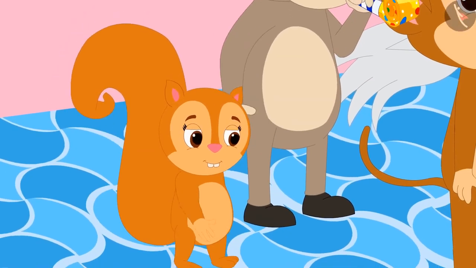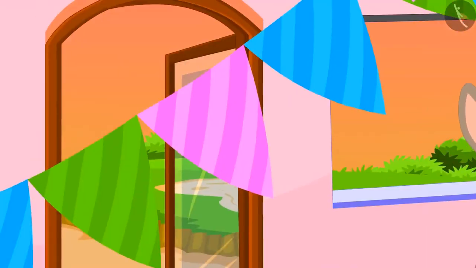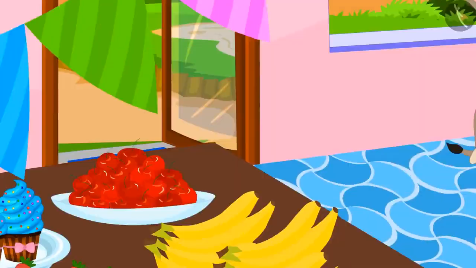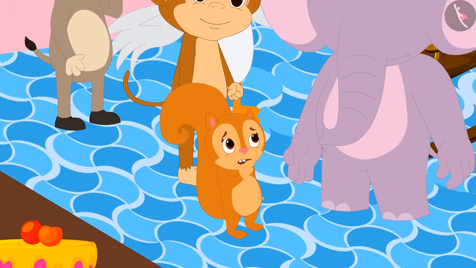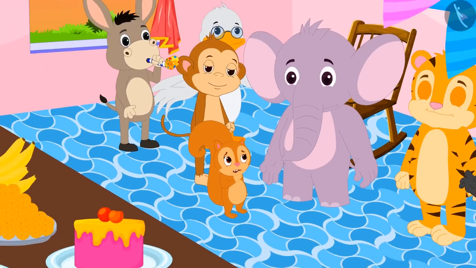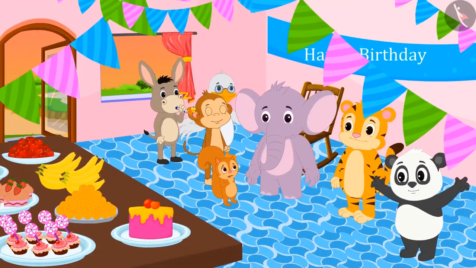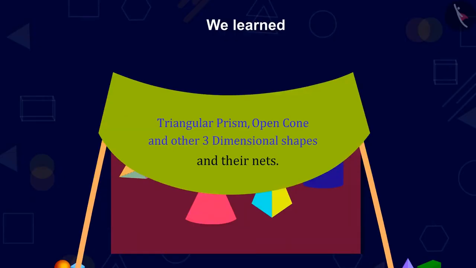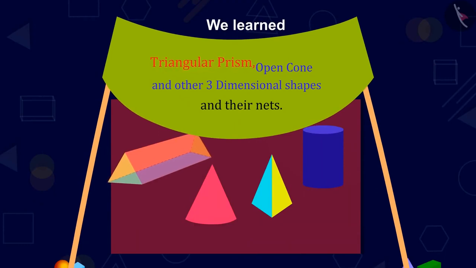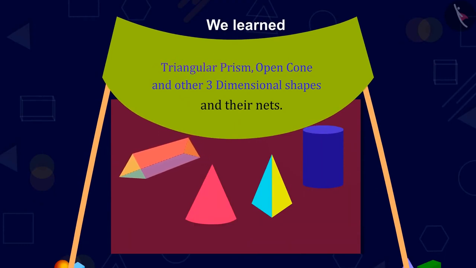Chanda is now roaming around in the party and is looking at other shapes and is thinking how to make the shapes of their net. You should also look at the shape of the object around you and try to make the shape of their net. Kids, in this lesson, we have learned about triangular prism, open cone, and other three-dimensional shapes and their nets.